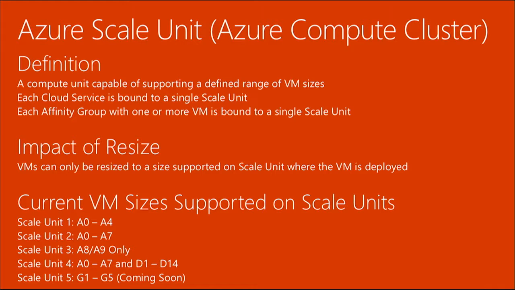Scale unit 3 is specific for what we call our HPC VM types, or big compute. These are our A8 and A9 VMs. These are the ones that contain the InfiniBand. And so that scale unit is specific for those 2 sizes.